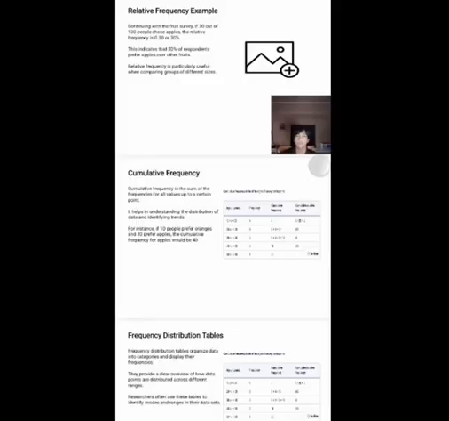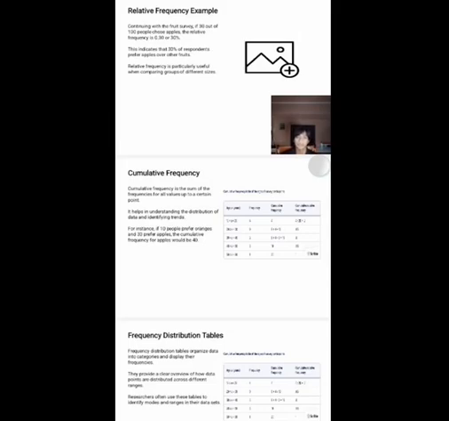Relative frequency example. Continuing with the fruit survey, if 30 out of 100 people chose apples, the relative frequency is 0.30 or 30%. This indicates that 30% of respondents prefer apples over other fruits. Relative frequency is particularly useful when comparing groups of different sizes.